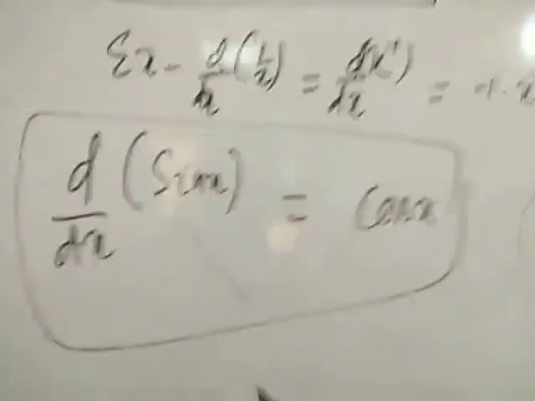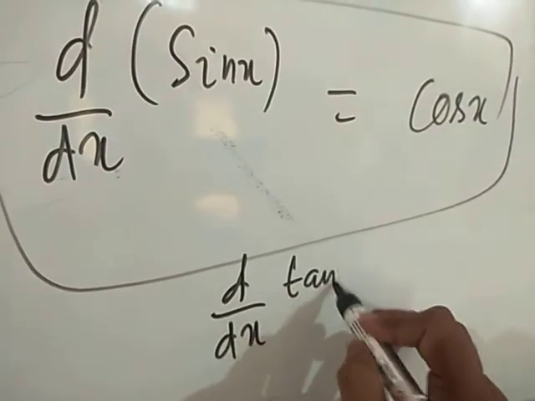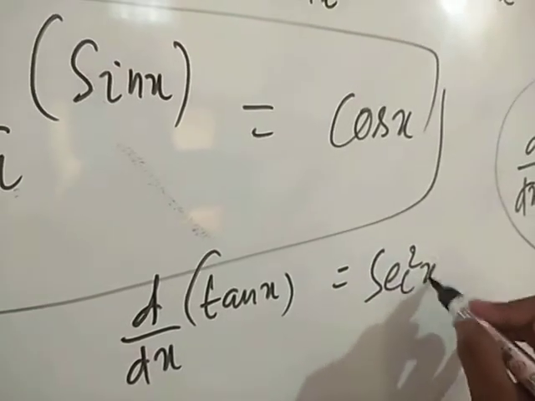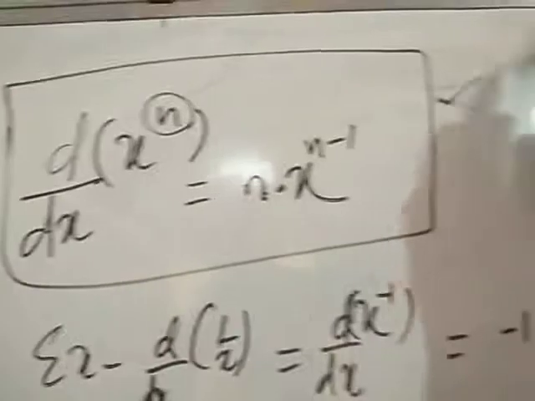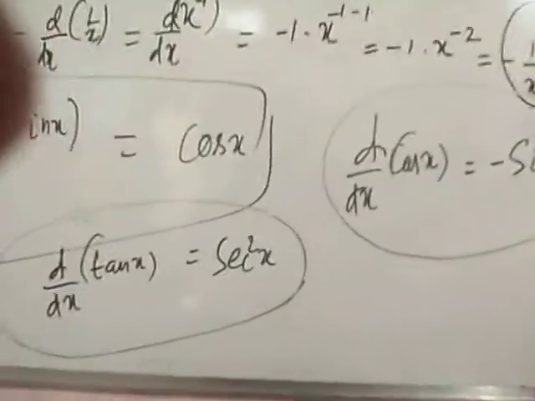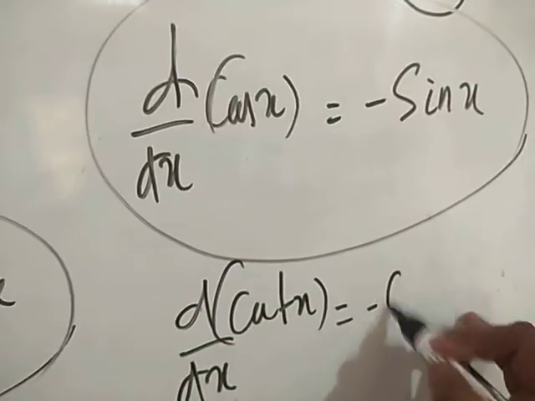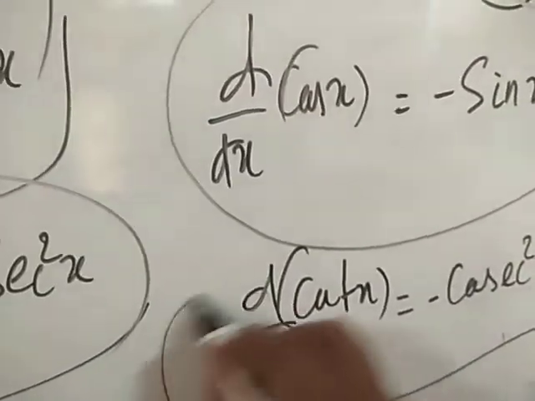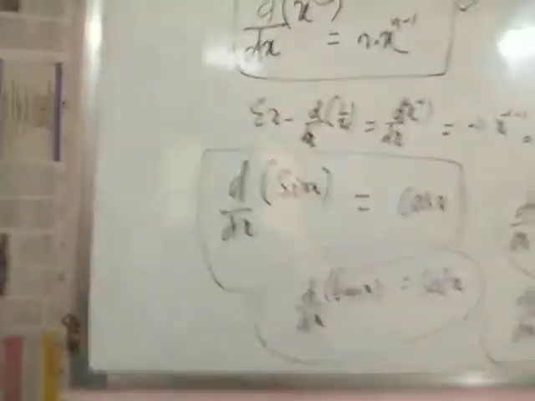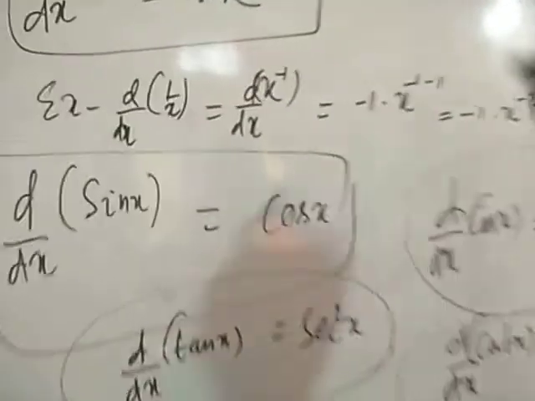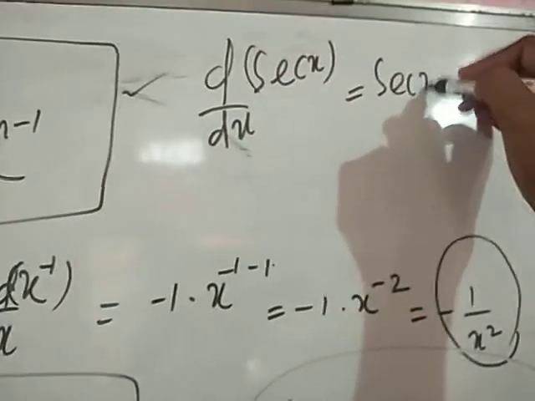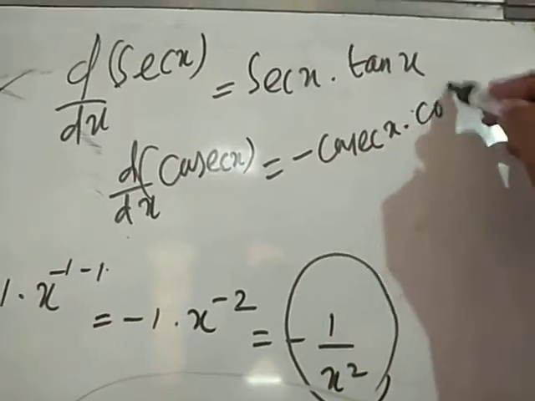Then the derivative of tan x is sec square x. Mainly this formula will be used when there is a trigonometric function. Then the derivative of cot x is minus cosec square x. You have to write in a regular manner, I am writing here and there. Then the derivative of sec x with respect to x is sec x into tan x. Then the derivative of cosec x is minus cosec x into cot x.